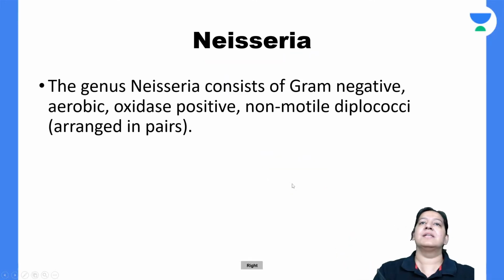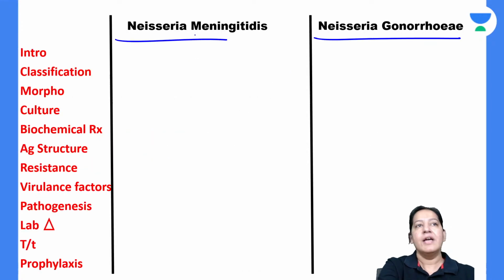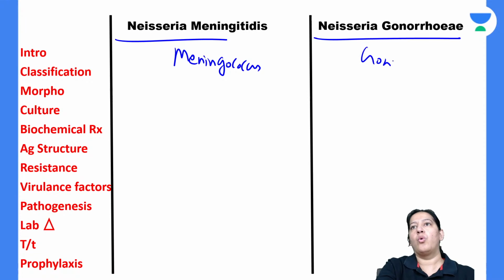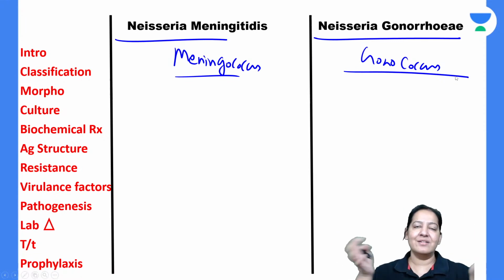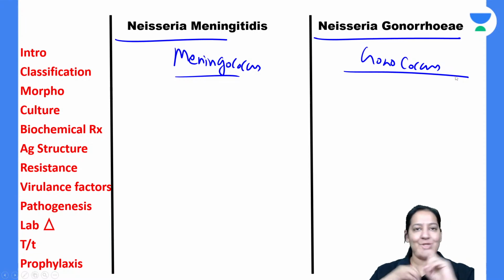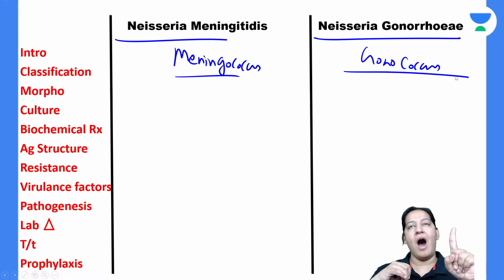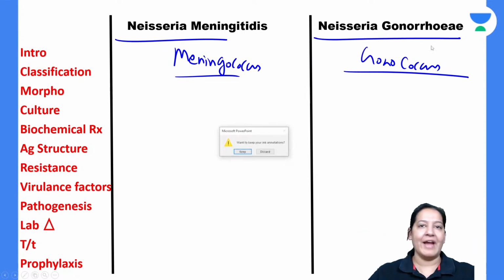My next chapter is Neisseria. The 2 types of Neisseria, Neisseria meningitidis and Neisseria gonorrhoeae. In short, this one is known as meningococcus, and this one is known as gonococcus. I'm going to cover meningococcus and gonococcus in the next lecture, because the time here is limited. Tomorrow I will cover these 2 chapters in one hour or 1.5 hours. So here I would like to stop.